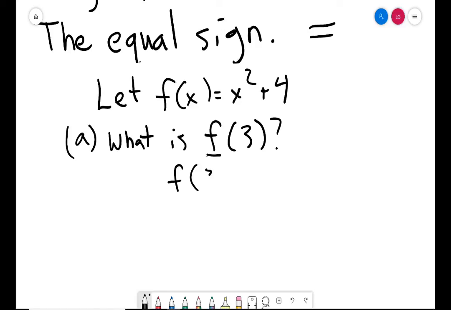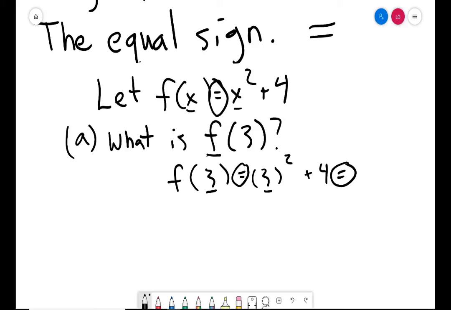f of 3 equals 3 squared plus 4. You can see it probably. x and x, 3 and 3. But this equal sign is the second type, right? It's an assignment of f. f is x squared plus 4. This equal sign is more like, in this secondary equal sign, type 1, right? It's an evaluation process. So it's 9 plus 4, it's 13, right? So f of 3 equals 13. This is a type 2 equal sign.